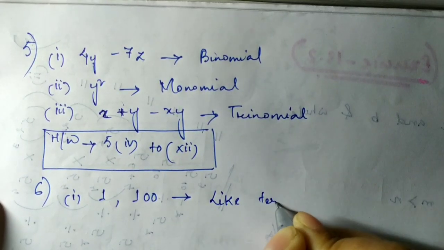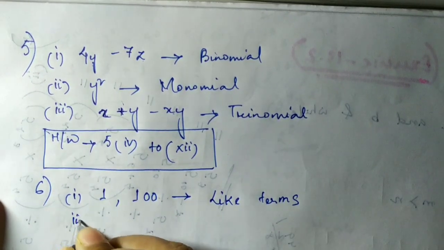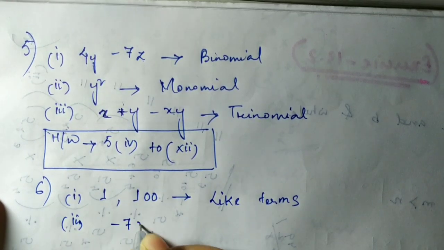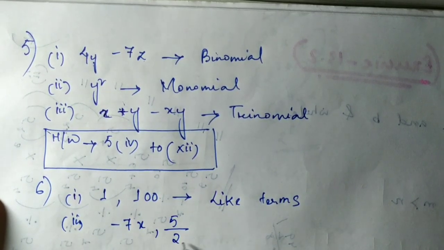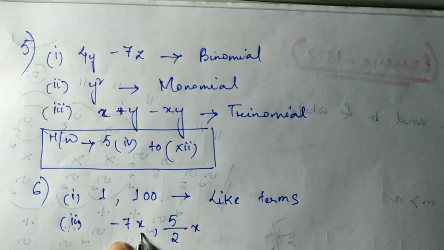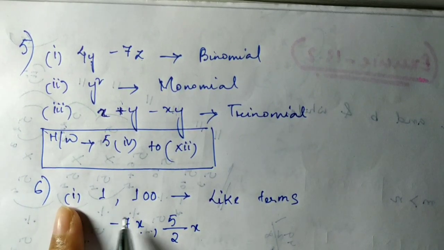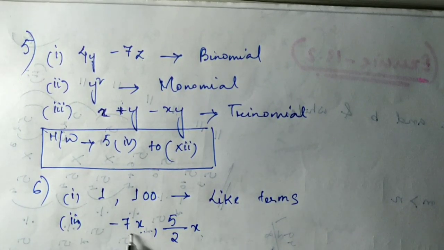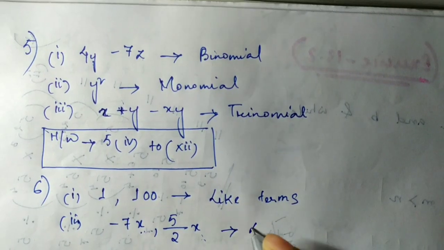Okay, number 2, you can see it's given minus 7x and 5 by 2x. Please check the variable part. It has x and it also has x. Forget about the constant. So both of them have the same variables, so they are called like terms.